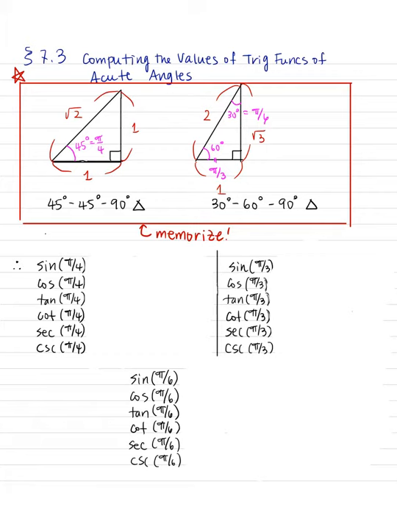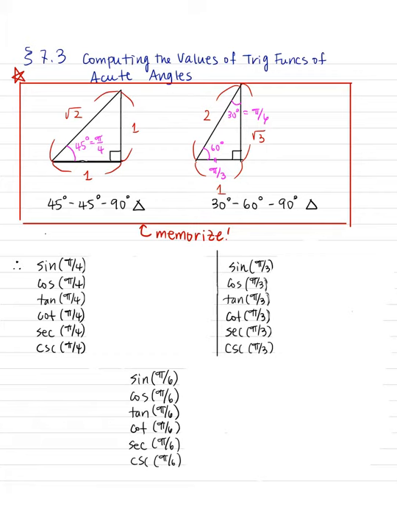So of course, if one of the angles is 90 degrees, one of the angles is 45, then the other one has to be 45. 45 degrees is equivalent to pi over 4 in radian measure, and the lengths are going to be 1, 1, and then hypotenuse is going to be square root of 2.